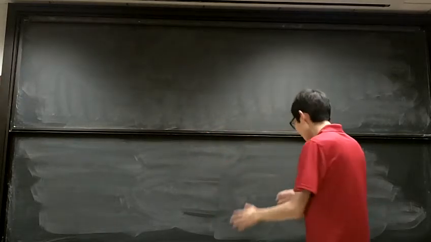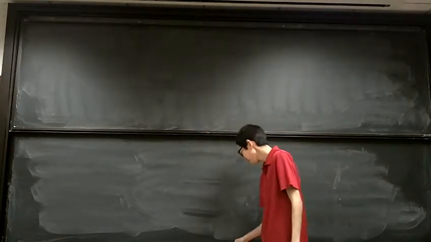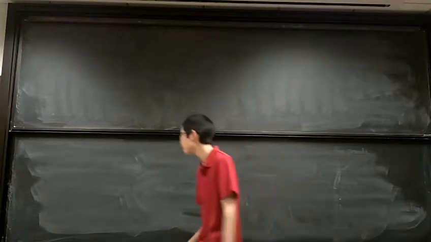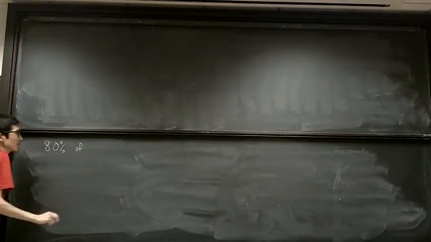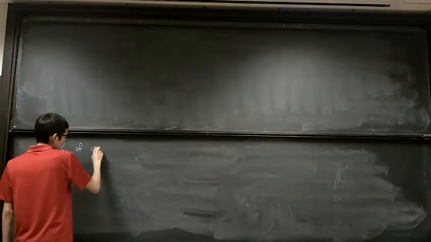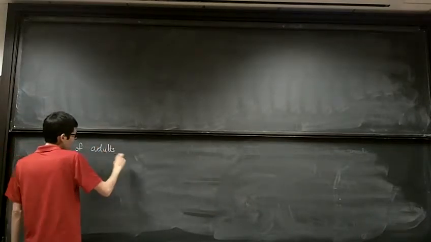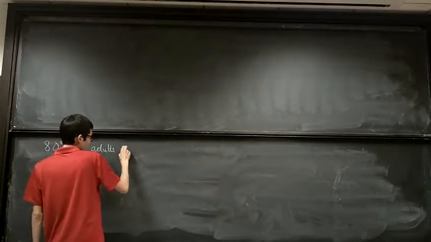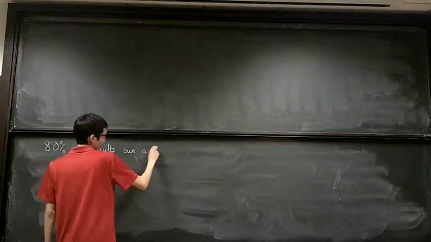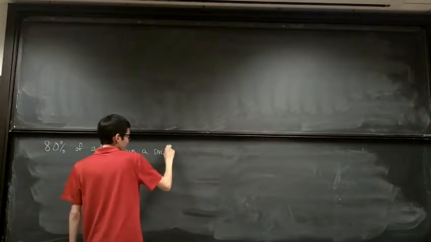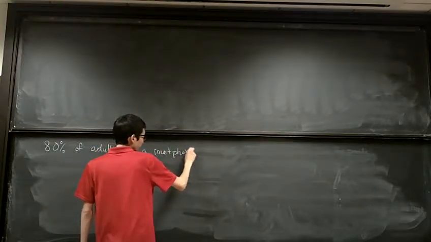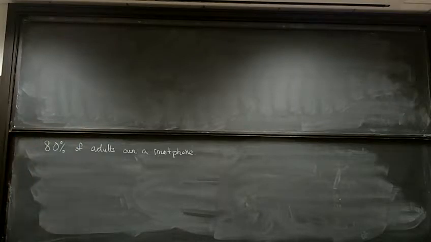Alright, I'm going to put up an example problem. I recommend studying this. Let's say 80% of adults own a smartphone. I don't know if that's correct, I'm just making up statistics. All right, 80% of adults own a smartphone.